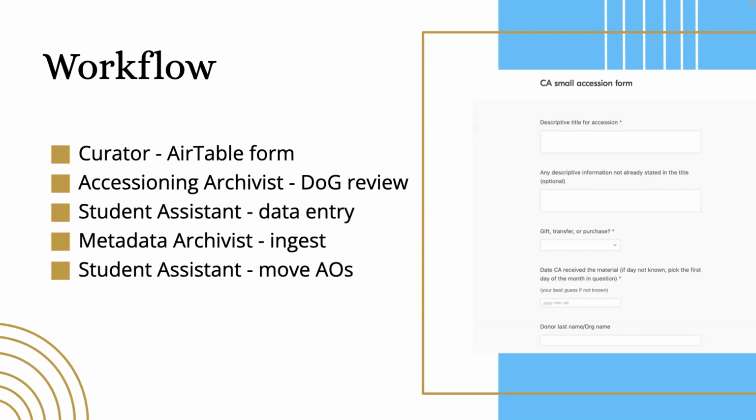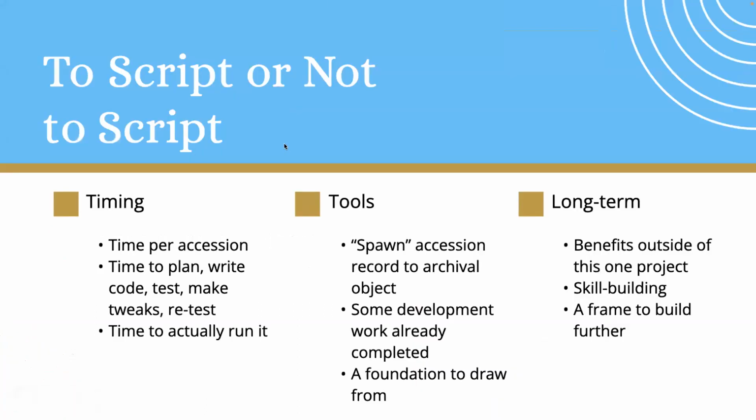Once the Airtable sheet is ready for ingest, the metadata archivist can run a series of Python scripts to create all of the new records in ArchivesSpace. After all of the records are created in ArchivesSpace, a student assistant or the accessioning archivist can intellectually arrange the new archival objects in their appropriate parent series. And at that point, the material can be shelved. So I will hand it off to Michelle now.